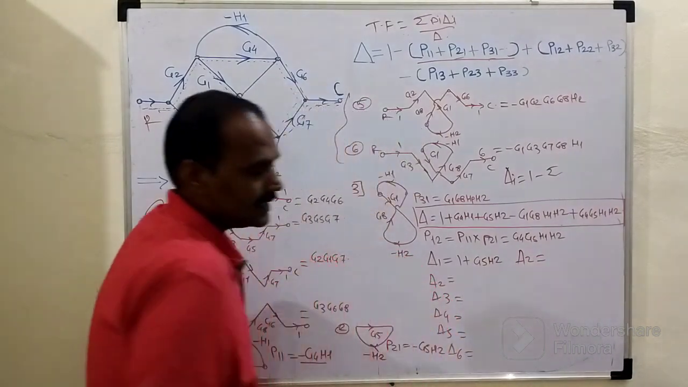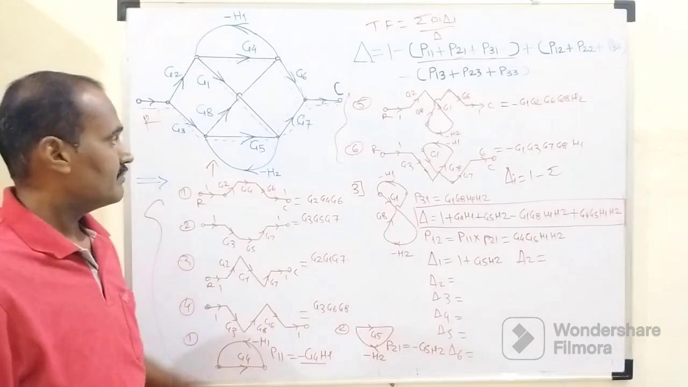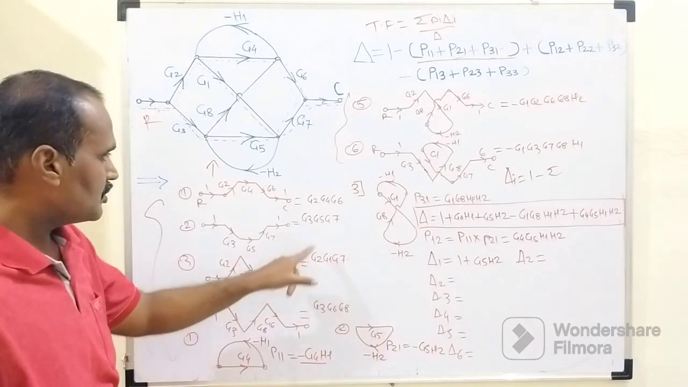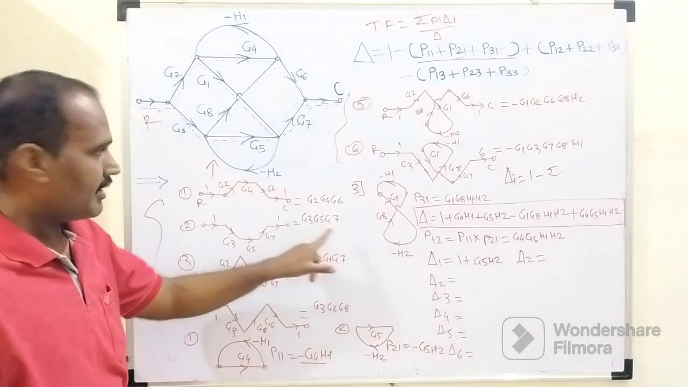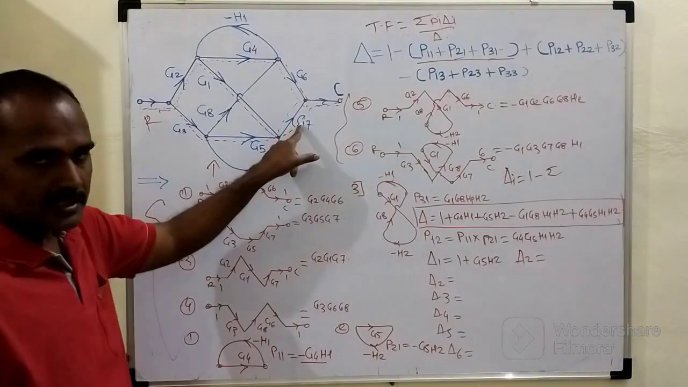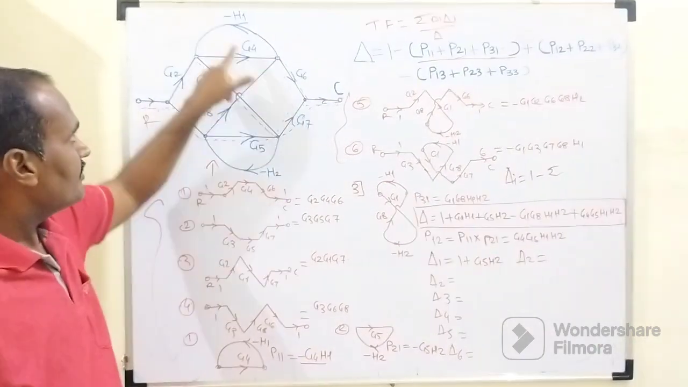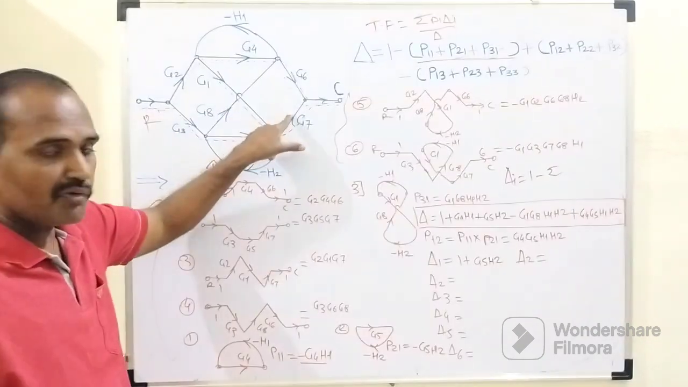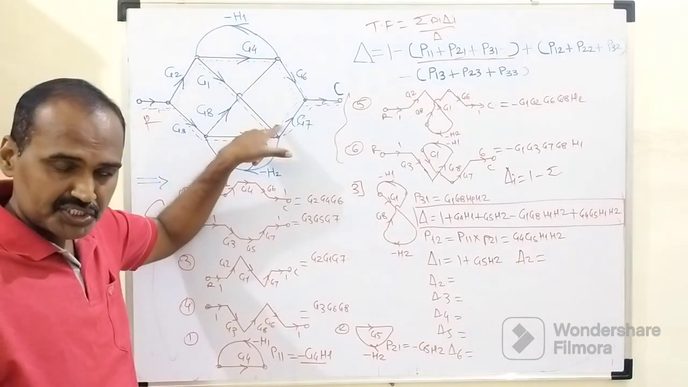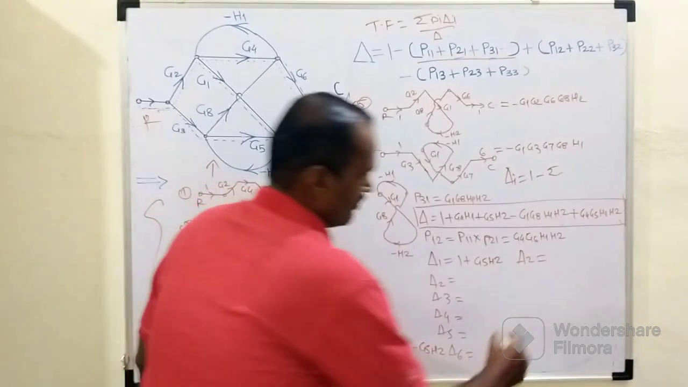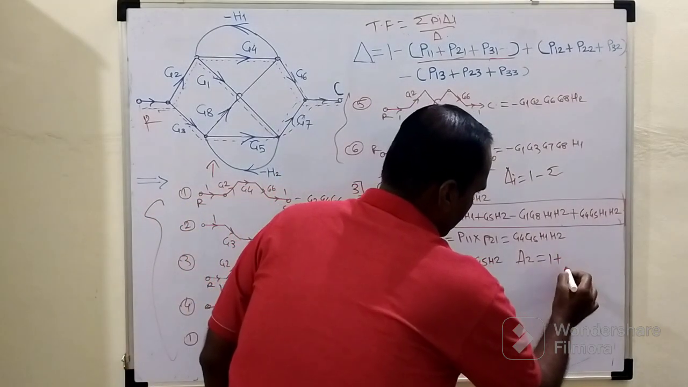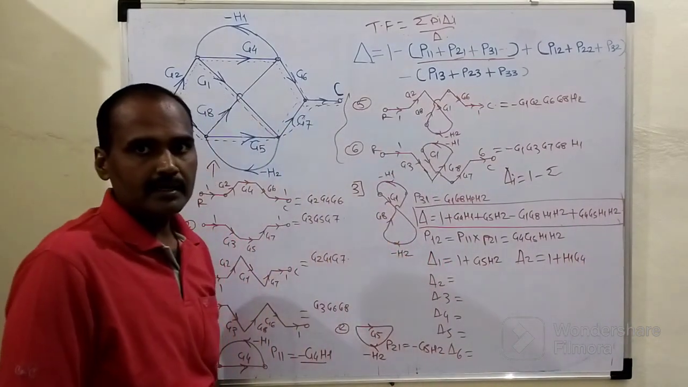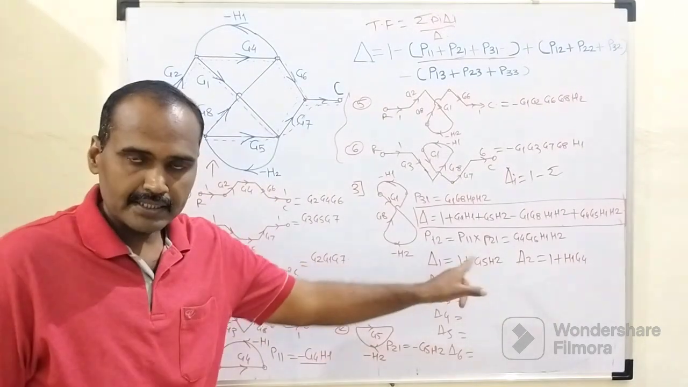Similarly, delta 2. Delta 2 is the special part of that graph which will not touch forward path number 2, because the gain of that forward path number 2 is G3, G5 and G7. This lower part, clearly, this loop has nothing to do with forward path number 2, meaning this loop will not touch this forward path. So delta 2 equals 1 minus, but minus becomes plus, so 1 plus H1 times G4. So we are having only 2 deltas, delta 1 and delta 2.